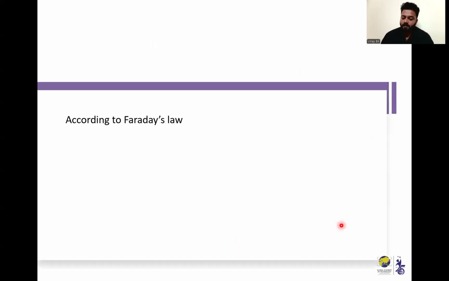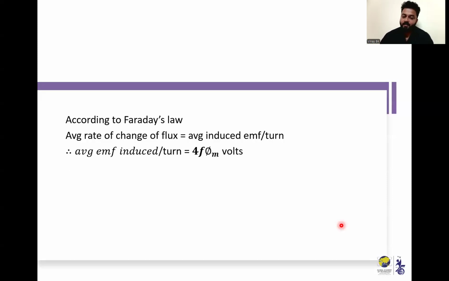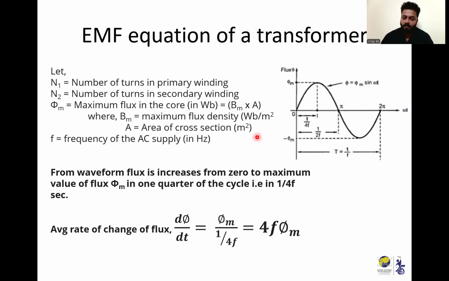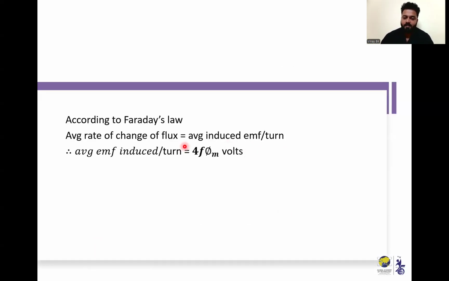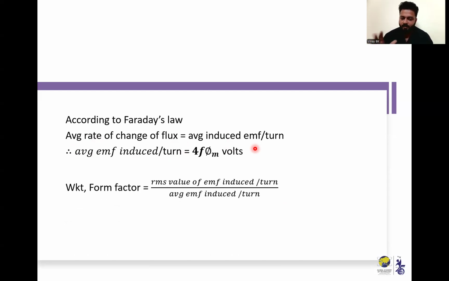Now we are using Faraday's law of electromagnetic induction. According to Faraday's law, the average rate of change of flux equals the average induced EMF per turn. So the average EMF induced per turn we already got is 4 f phi m. Therefore, 4 f phi m volts is the average induced EMF per turn. Now, to get the EMF induced in the winding, we multiply by the number of turns. We'll discuss that later.